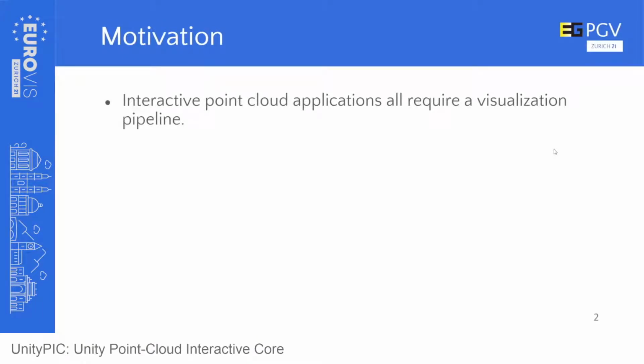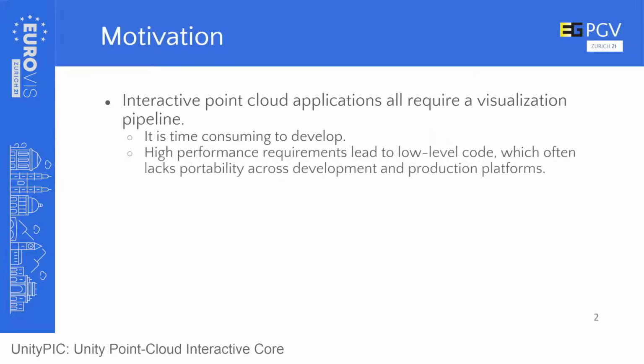We recognize that a scalable visualization pipeline is a shared commonality amongst interactive point cloud applications, which means it can be generalized. There is motivation to do so because it is time-consuming to develop, and the developed pipelines are usually written in low-level code, which lacks portability across development and production platforms. This is also the reason why Unity was chosen as the platform, because Unity projects are highly portable and Unity can export to a wide range of production platforms.